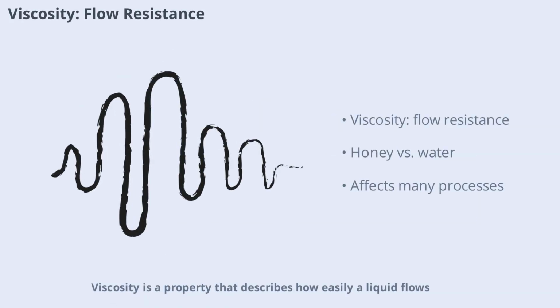Viscosity is a property that describes how easily a liquid flows. Honey has high viscosity, it pours slowly. Water has low viscosity, it flows quickly. Viscosity depends on the size and attraction of particles in a liquid. This property is important in cooking, manufacturing, and even in our bodies, where blood viscosity affects circulation. Understanding viscosity helps us control and predict how liquids behave in different situations.